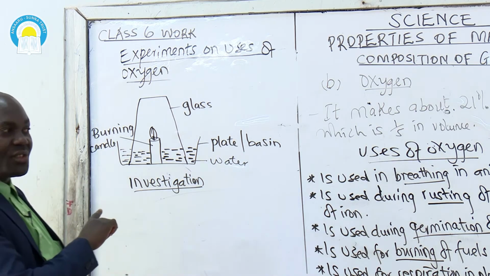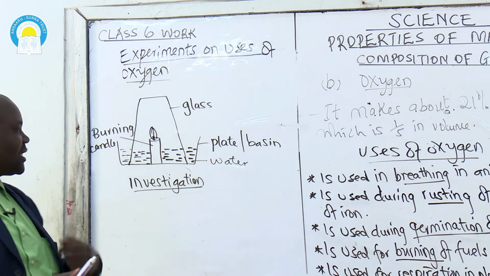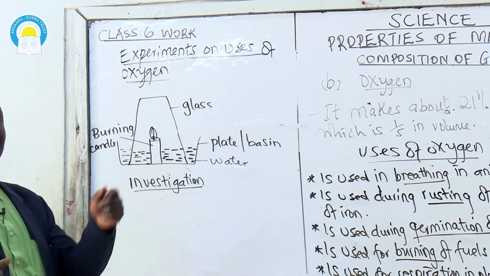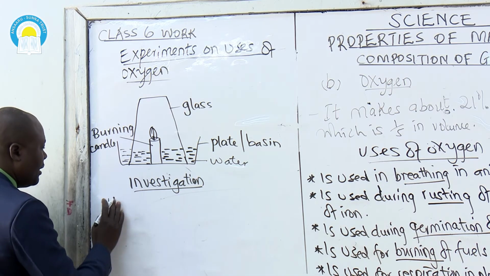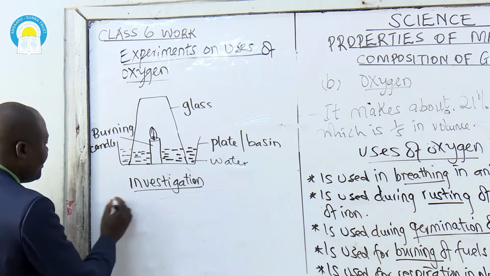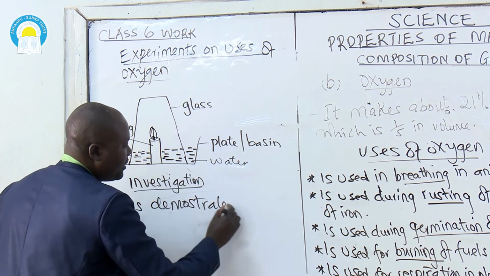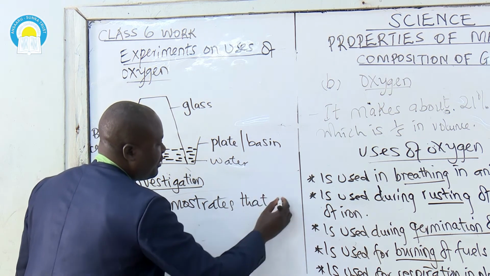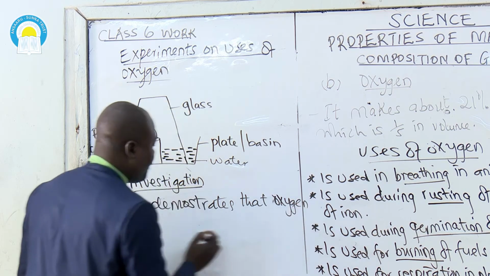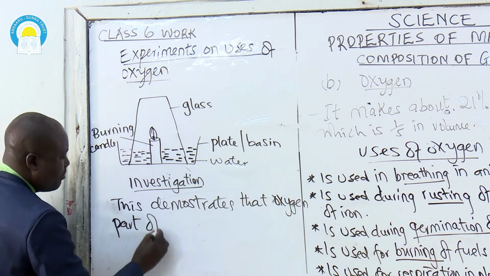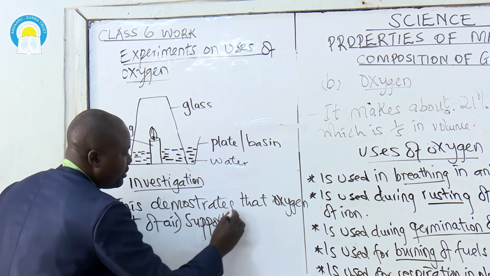Many learners fail this question because they may ask you about investigation and you give an answer of conclusion. They ask you about observation and you give an answer of investigation. Be aware of that. So investigation will be: this demonstrates that oxygen, or if you want, part of air, supports burning.